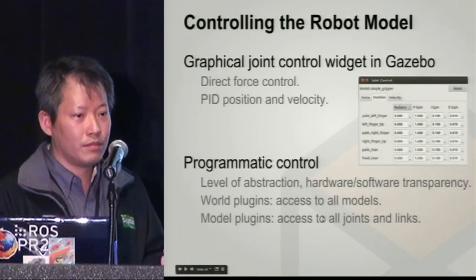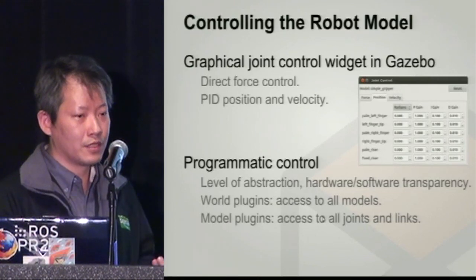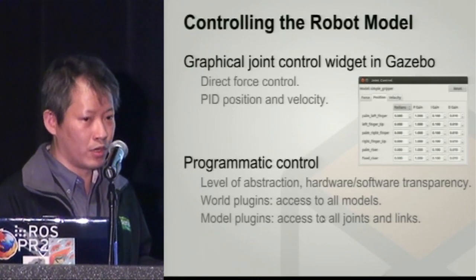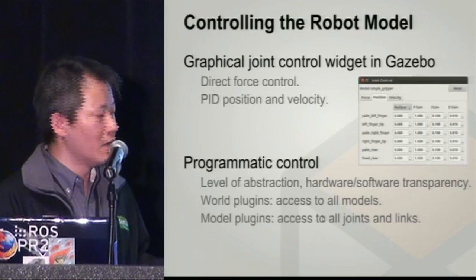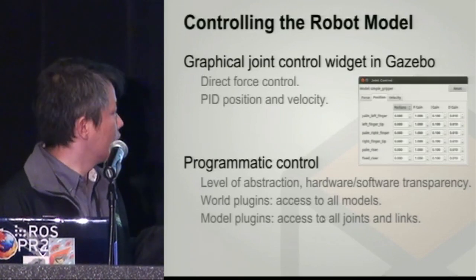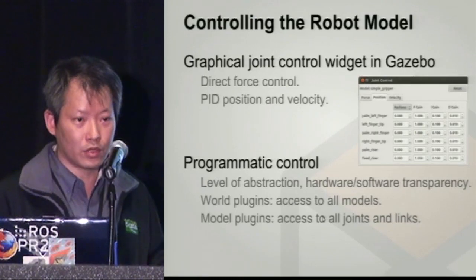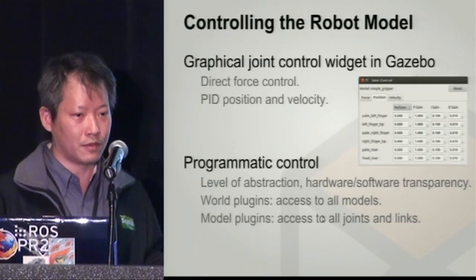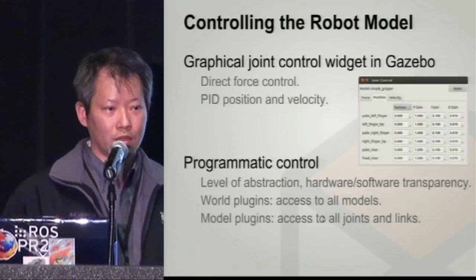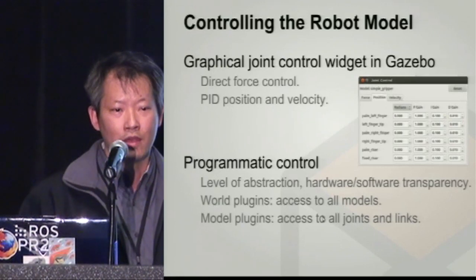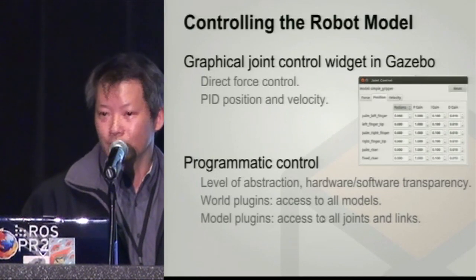And the best approach to program the interface is probably to use plugins. We'll cover this later on, but there are different levels of plugins. World plugins give you access to all the models inside of the world, or model plugins, which have a narrower scope, essentially just the model that you attach it to, and you have access to the links and the joints.